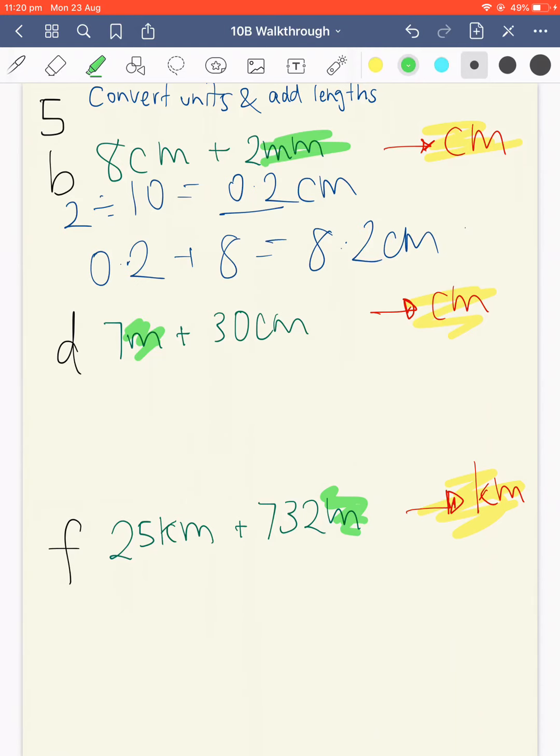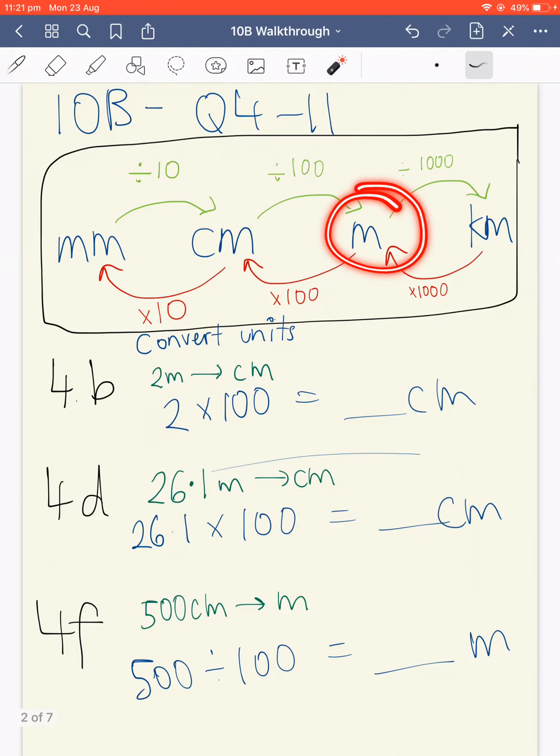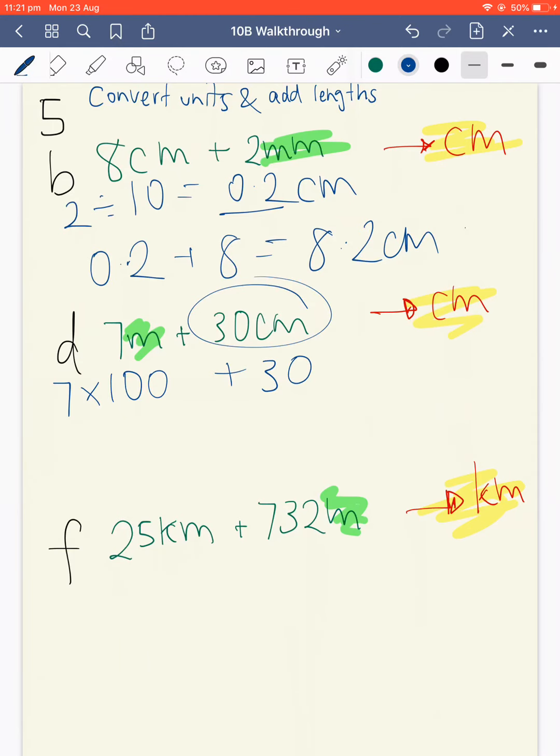Next one, we've got our 7 meters and we've got our 30 centimeters, and we want to convert it all to centimeters. So we're going from meters to centimeters. So we are going to be multiplying by 100 for this number. So we have our 7 multiplied by 100, and then we're going to be adding our 30 that we have here. So 700 plus our 30, and don't forget our units, so 730 centimeters.